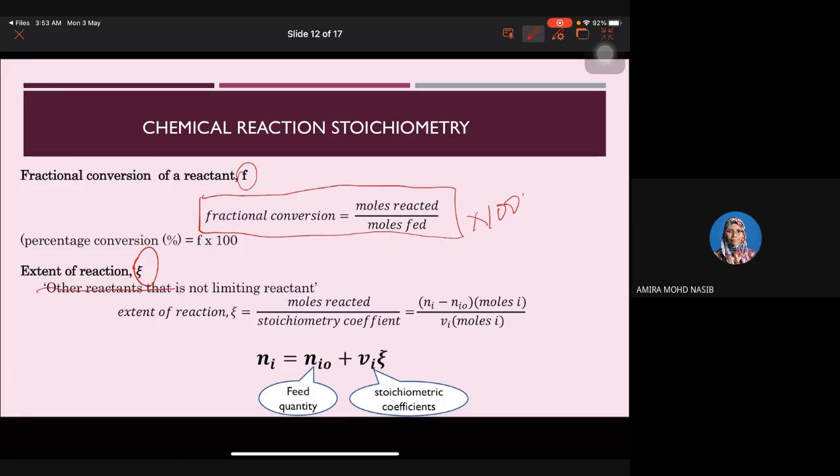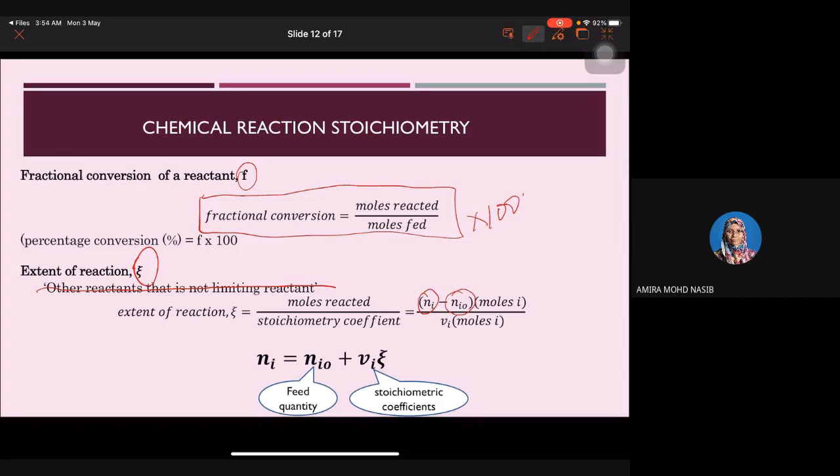Sorry for the mistake. Okay, so this is the equation. Extent of reaction is equal to moles reacted divided by stoichiometric coefficient. Okay, so this is moles initially present in the system, and this one is the amount in moles of the reaction at the end.